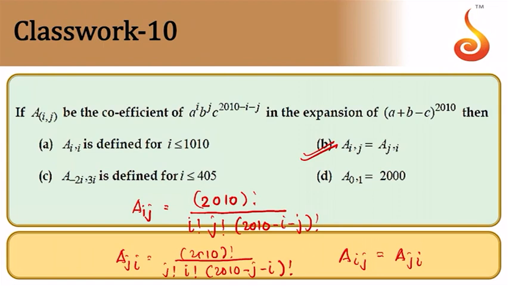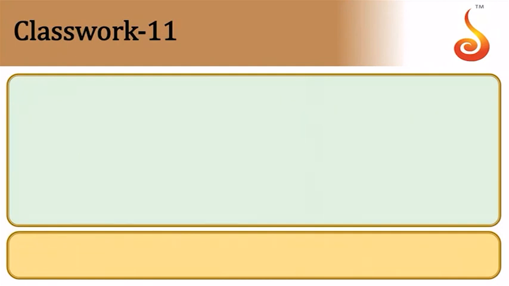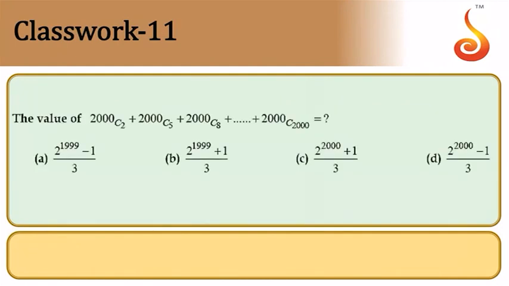Whenever three terms a plus b plus c are given to the power n, the number of terms is n factorial divided by factorial of the power of a, factorial of the power of b, and factorial of the remaining power of c. So we write 2010 factorial by i factorial, j factorial, and 2010 minus i minus j factorial. This is a formula, please remember it when three terms are given to you. So option B is correct.